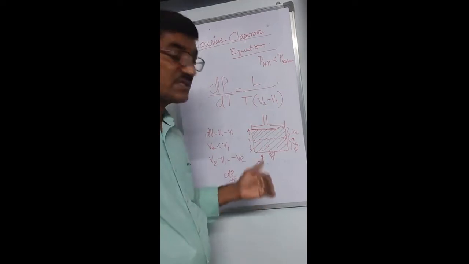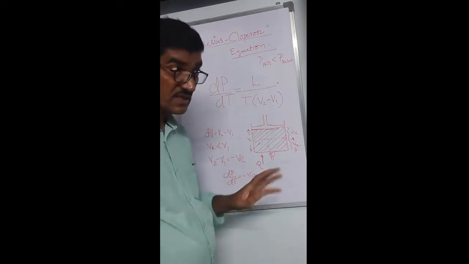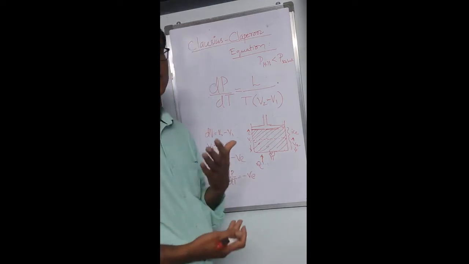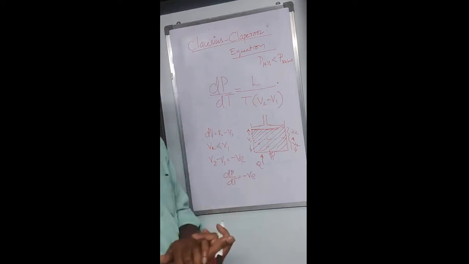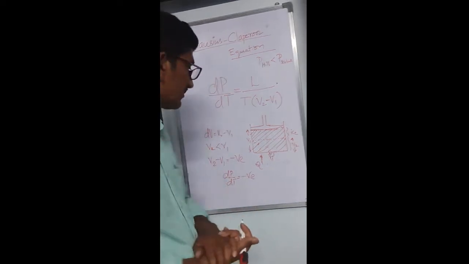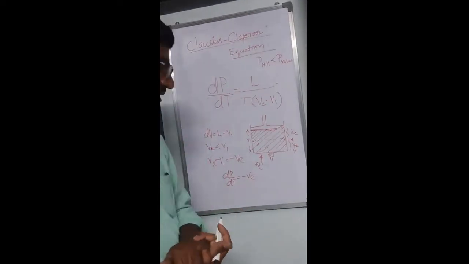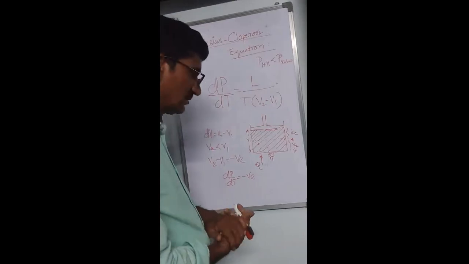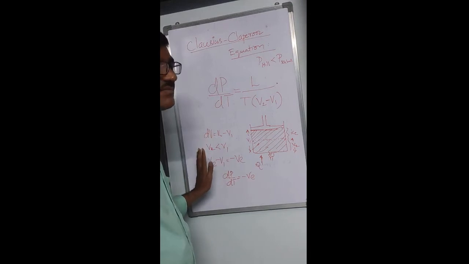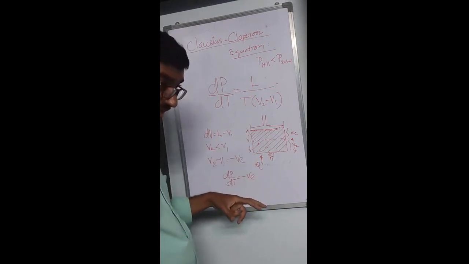Exactly the opposite thing happens here. As the pressure increases, the temperature decreases. Here, what is the meaning of this temperature? Temperature refers to the melting point of the ice. So the reverse thing happens here. As the pressure increases, the temperature decreases. But what is the temperature in this particular case? It is the melting point.